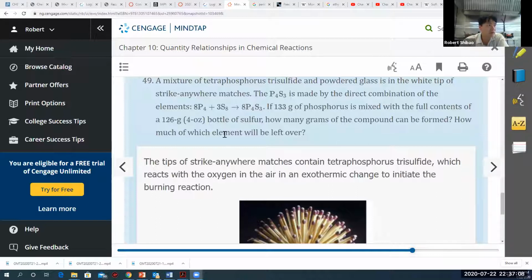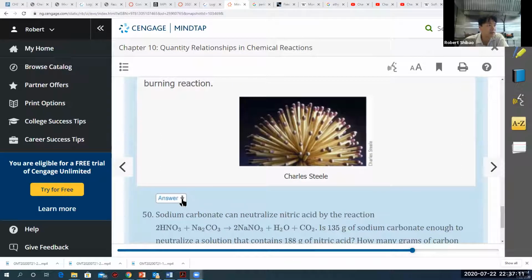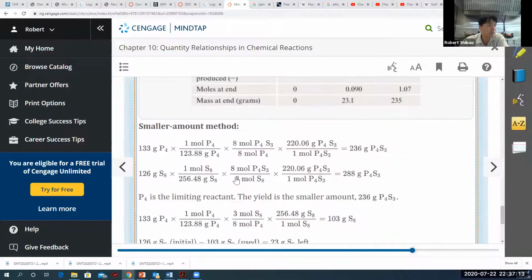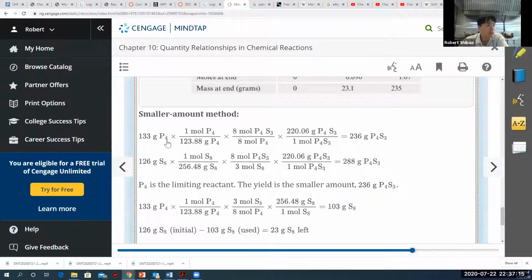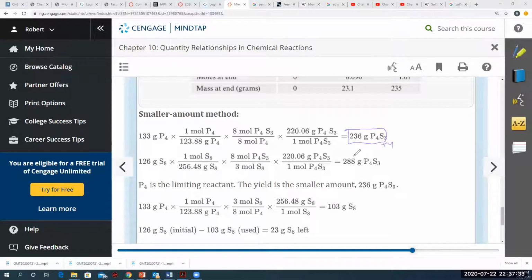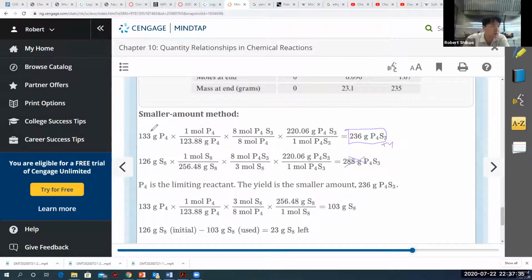How much will be left over? Okay. Well, the limiting reagent, nothing's left over with the limiting reagent. And so here, we calculate yield from phosphorus. It gives 236 grams of P4S3. Calculate the yield from sulfur, which gives 288. And then see which one's smaller. Well, 236 is smaller. And so this can be a theoretical yield. This yield is impossible because we'll run out of phosphorus. This will be our limiting reagent here. We're going to have leftover sulfur.